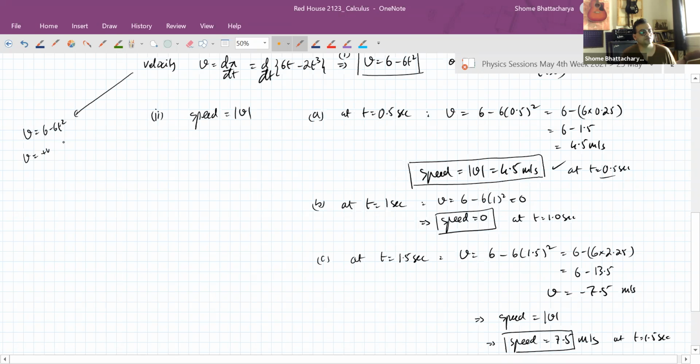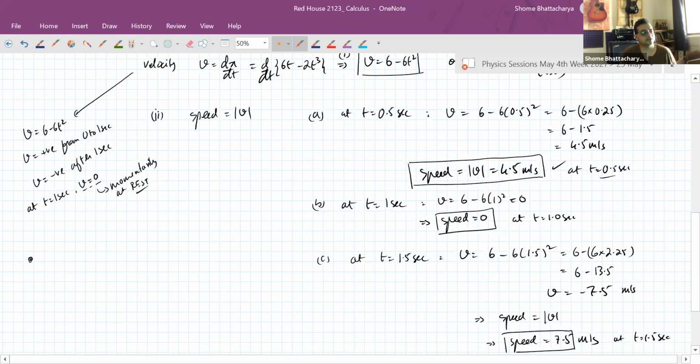Velocity is positive from 0 to 1 second, and velocity becomes negative after 1 second. And precisely at t equal to 1 second, velocity is 0. So it is momentarily at rest. So something like this is happening.